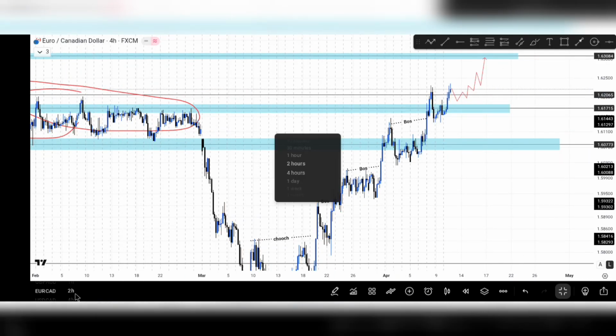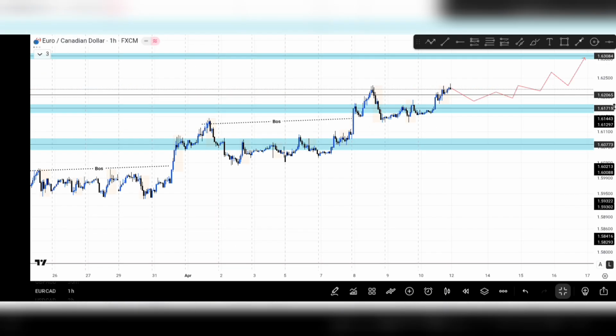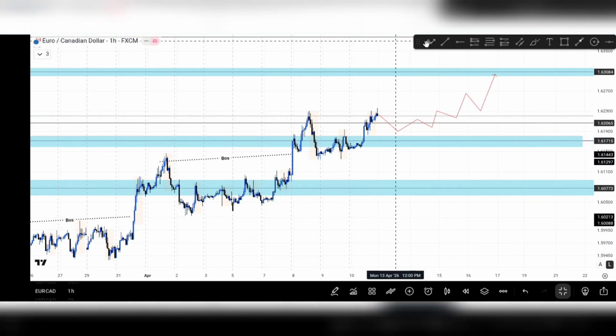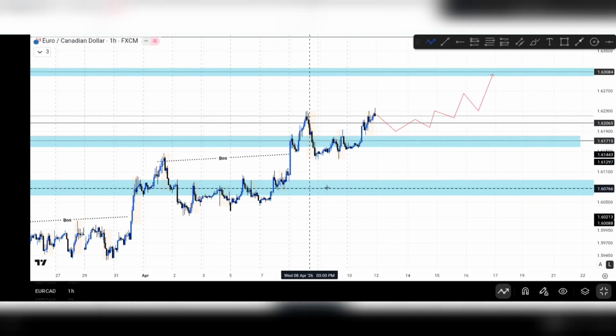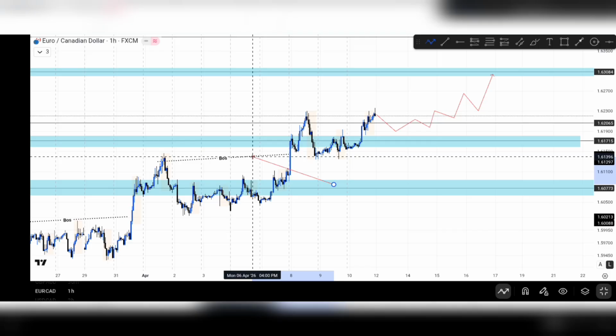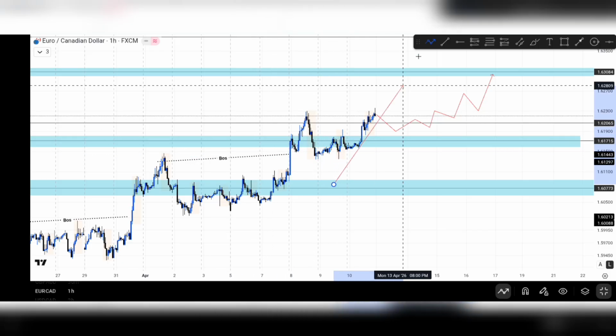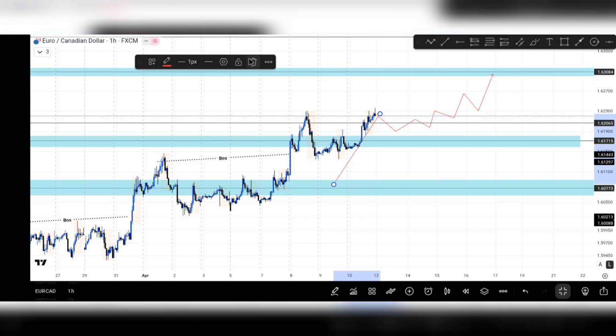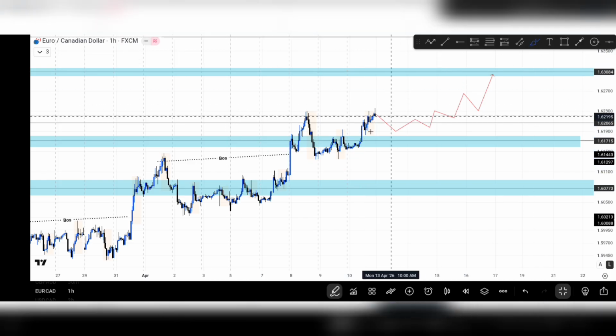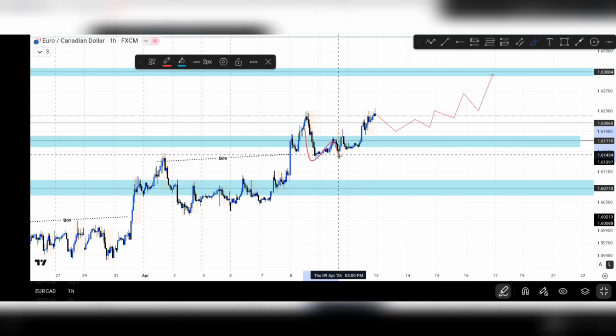So I think I should run to the 1 hour to show you where I took my entry from. After this break of structure, there was a test, and then a head and shoulder pattern formed. A head and shoulder pattern formed here clearly, guys. See this pattern?